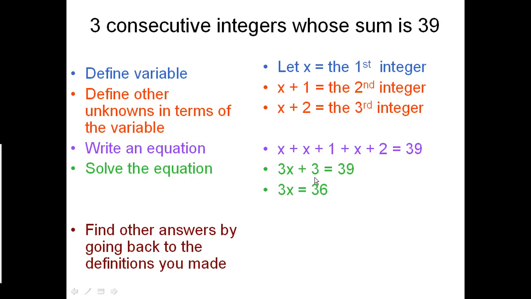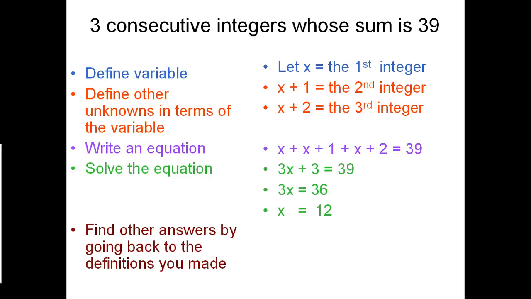Subtract 3 from both sides. I'm not showing this here because it's a little hard to show on a PowerPoint, but I'm subtracting 3 from both sides of the equation, and I get 3x is equal to 36. Divide each side by 3, and I didn't show that there, but I'm dividing each side by 3, and I get x is equal to 12. Okay, now we have that.